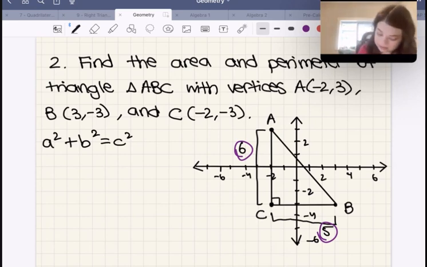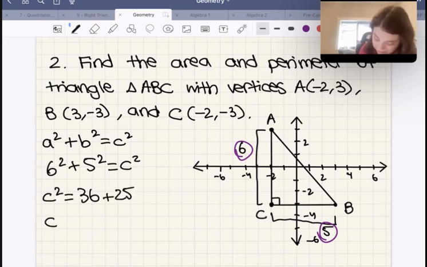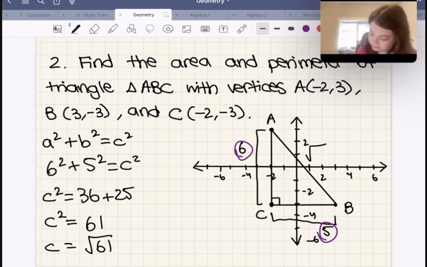So in this case, it's 6 squared plus 5 squared equals c squared, and c is this length A to B here, okay? So therefore, c squared is equal to 36 plus 25. Therefore, c squared is equal to 61. So c is equal to the square root of 61. And the square root of 61 cannot be simplified any further. And so that's as good as we can get it.